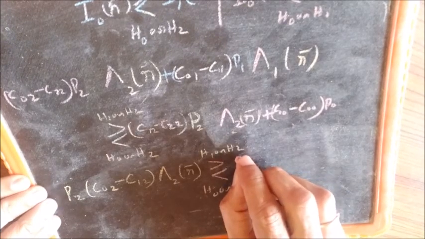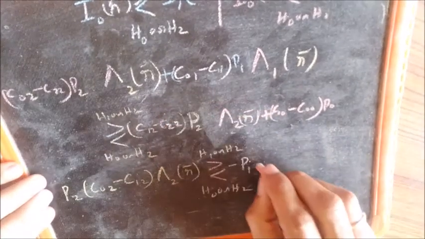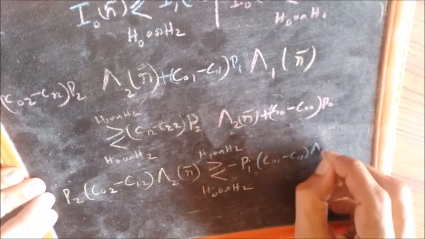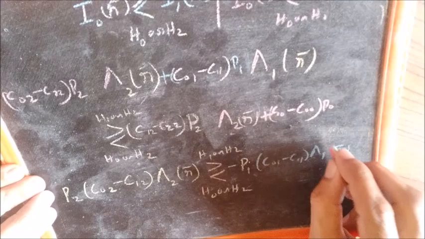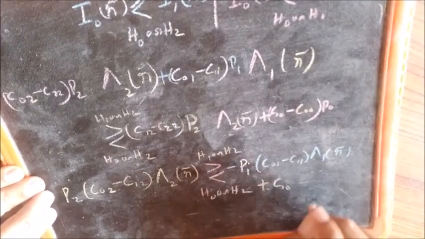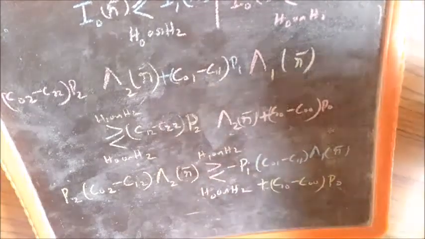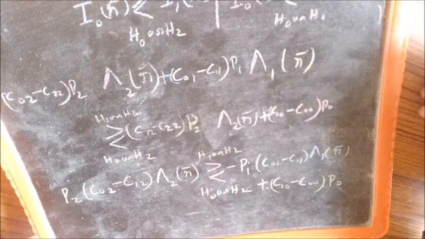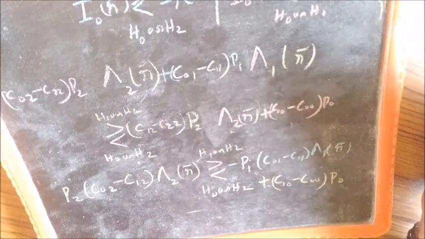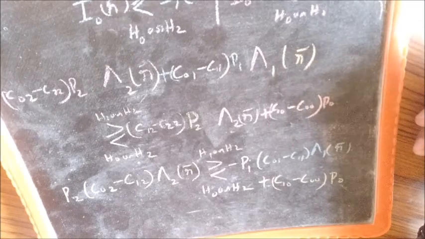And on this side, we will have minus P1 (C01 minus C11) lambda 1, plus, of course, P0 (C10 minus C00). So this is how that test looks when we express it in terms of the likelihood ratios. And what are the likelihood ratios that have been discussed just now.